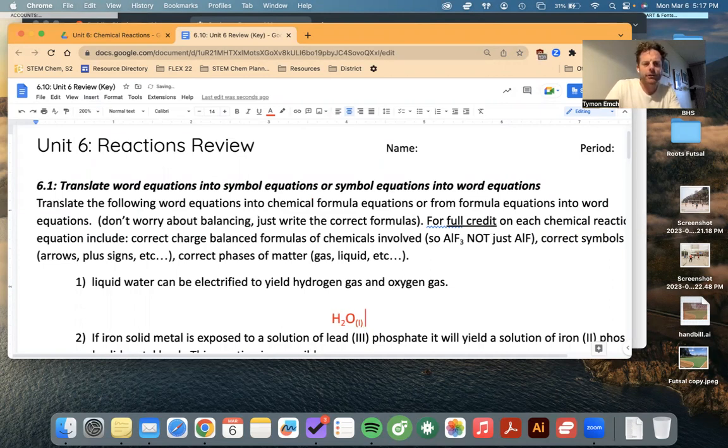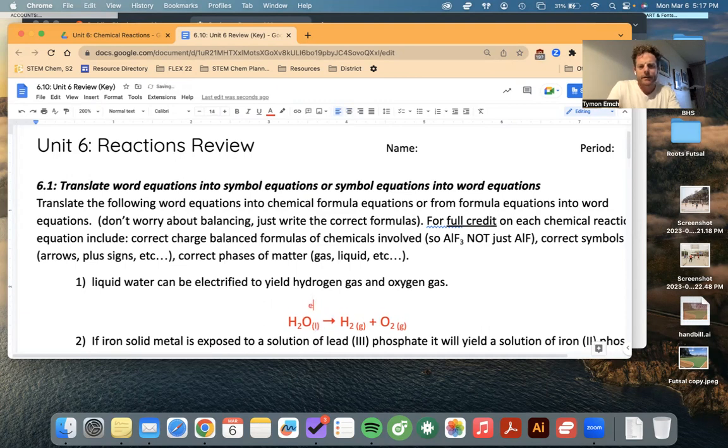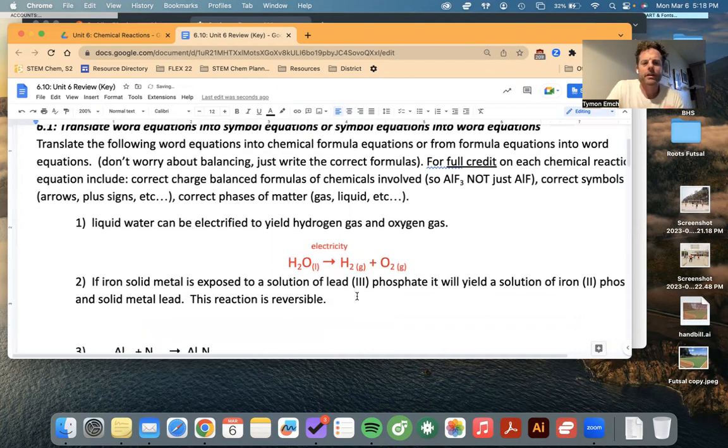Now can be electrified to yield. So it's going to yield hydrogen gas, and we know that oxygen gas and hydrogen gas are both diatomics, so they're both O2s. To say that they're gases, we're going to put a little G right here. And we know that can be electrified to yield. This one's kind of hard to tell, but you'd basically write electricity right here. Electricity is kind of like the catalyst in that case, so it goes above the arrow.